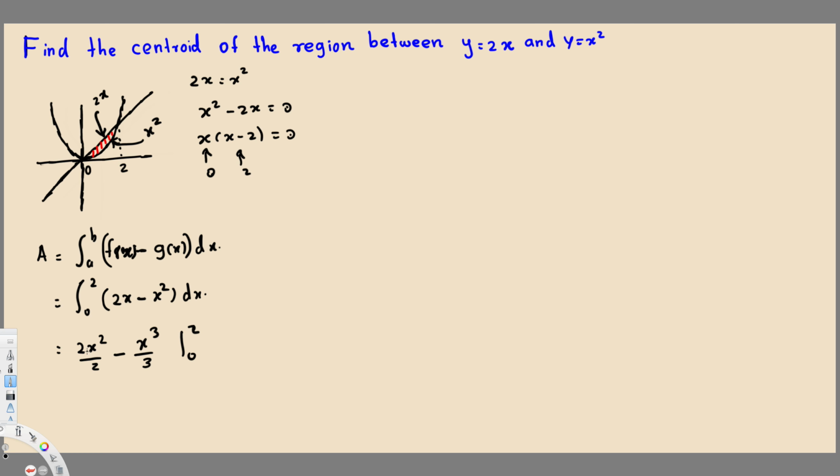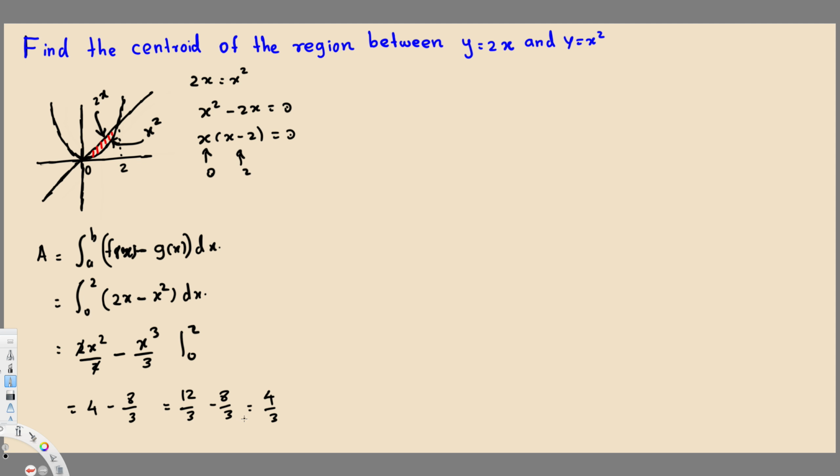Let's substitute 2, and before I do that I can cancel these 2s. If I substitute 2, this is going to be 4 minus 2³, which is 8, divided by 3. If I multiply the 4 by 3, this is going to be 12 over 3. So 12/3 - 8/3 gives us 4/3. So our area is 4/3.